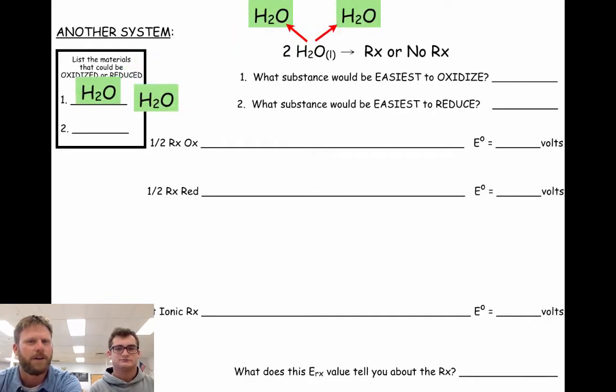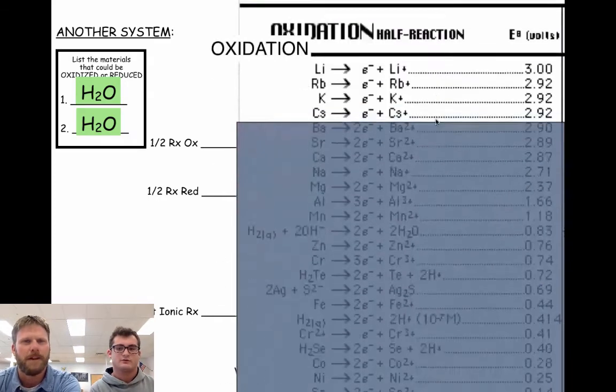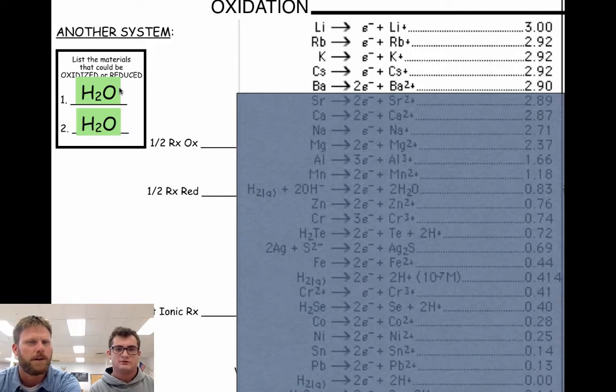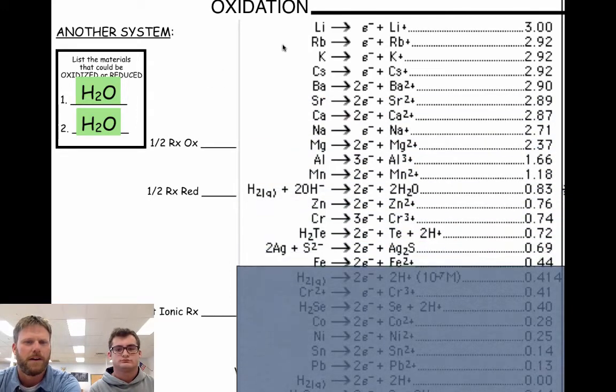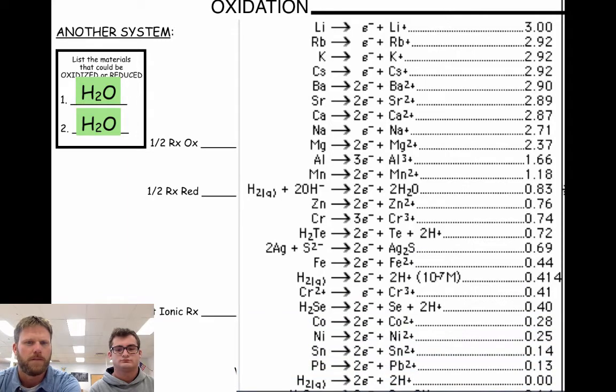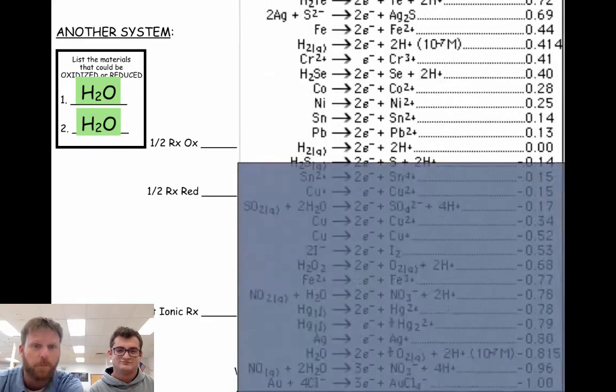All righty, very good. So, substance easiest to oxidize and easiest to reduce. How are we going to figure that out? We can use our redox table to find the half reactions. All right, and since it's water, we're basically looking for the half reaction that only has water as a reactant. So on the oxidation side, scan through. Might have to scan for a while.